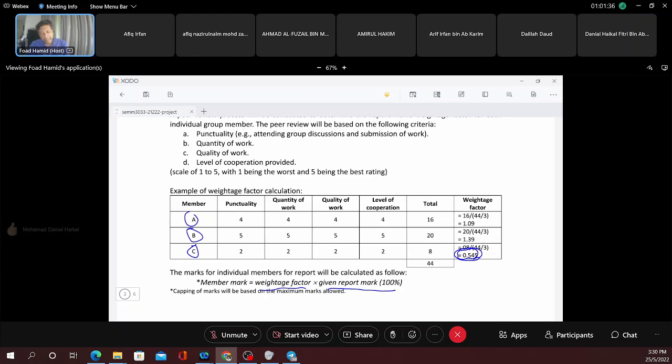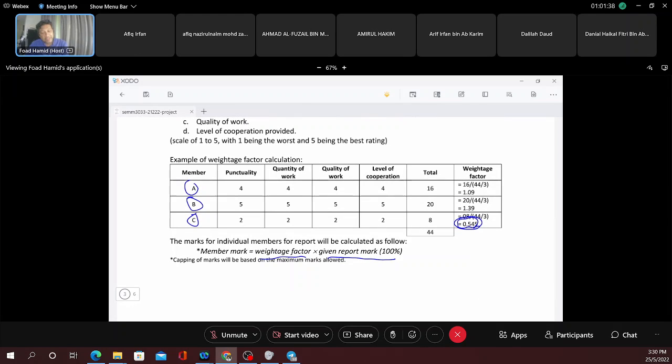So this is the one. Remember, weightage. Every semester there will be a complaint from one of the team members. They will say, Doctor, that guy is not doing anything, but he got the same mark as me. But the whole thing is done by me. One person does everything, the two are not doing anything. So this is unfair, right? This is unfair. So we put in this peer review.